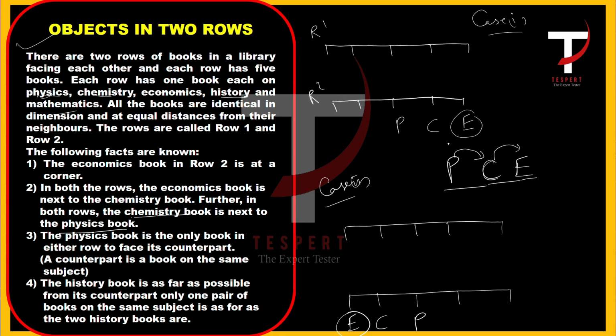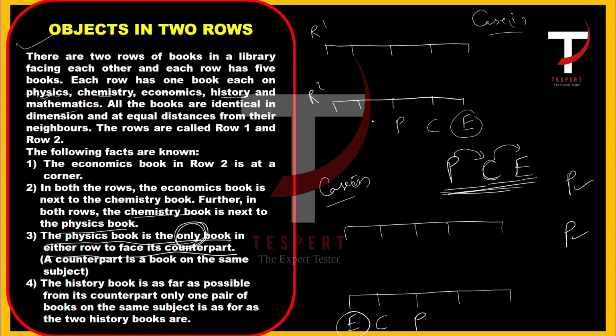Before putting this in row 1 and row 1 in case 1 and 2, we shall move on to the third statement. The physics book is the only book in either row to face its counterpart. What's the counterpart? Counterpart is a book on the same subject. So physics faces physics. The physics book is the only book, remember this, in both the rows to face its counterpart.